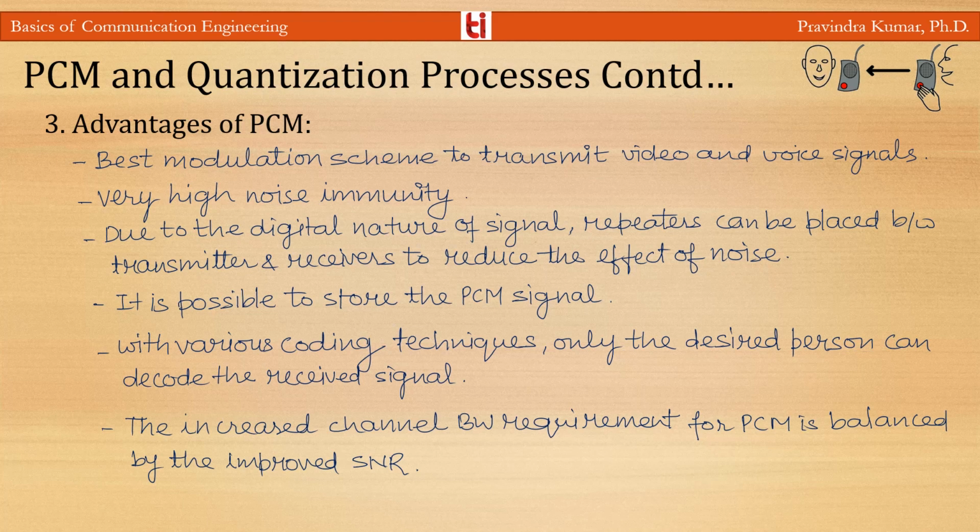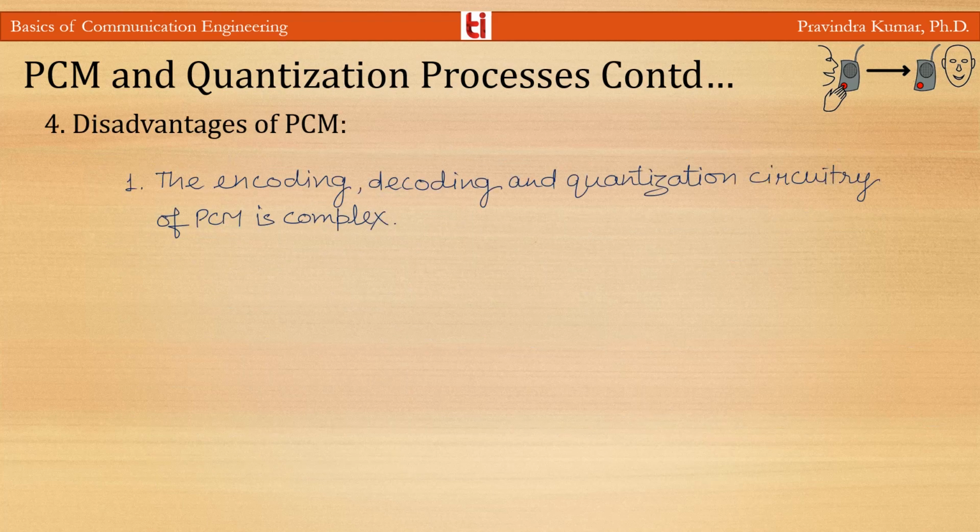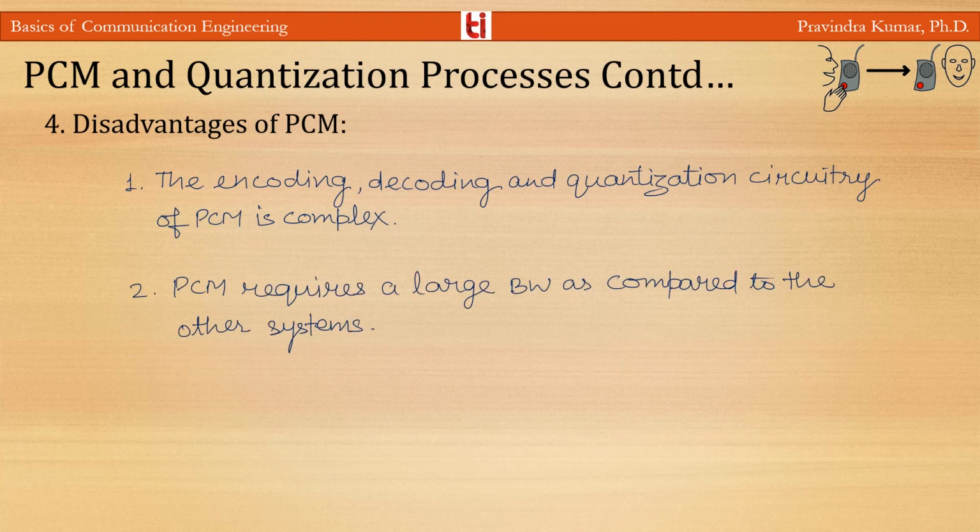Repeaters further reduce the effect of noise, and it is possible to store the PCM signal due to its digital nature. It is possible to use various coding techniques so that only the desired person can decode the received signal, so this makes the communication secure. The increased channel bandwidth requirement for PCM system is balanced by the improved SNR. As disadvantages, the encoding, decoding, and quantization circuitry of PCM system are very complex, and PCM requires a large bandwidth as compared to other systems.